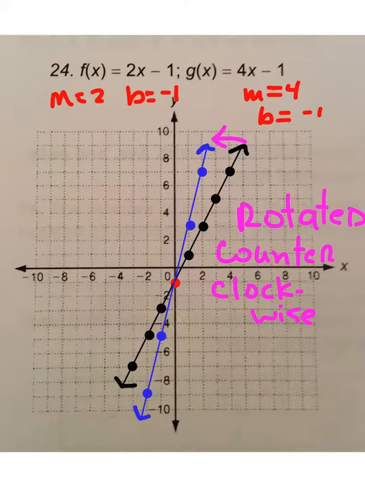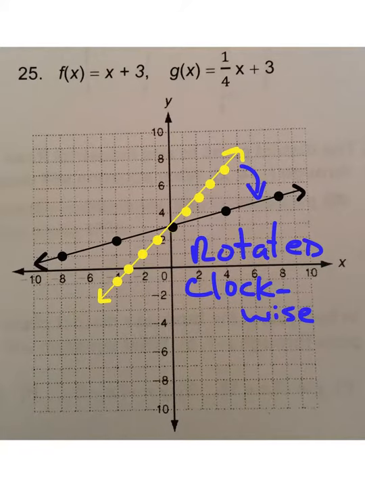On number 24, notice they have the same point. So this line rotated counterclockwise. Finally, I graphed the last one. Notice it went from the yellow line to the black line. It rotated clockwise. And by the way, the black line here is less steep. The yellow line is more steep. The black line is less steep.